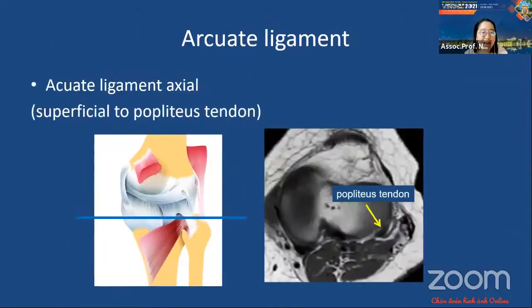And to look at this arcuate ligament, I usually look at the axial view, at the area superficial to the popliteus tendon. First of all, identify the popliteus tendon, and then look at the ligament, which is superficial to the tendon.